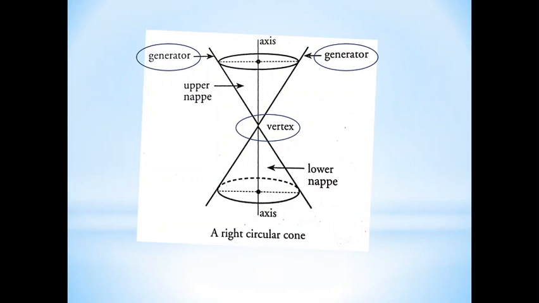A line lying entirely on the cone is referred to as a generator of the cone. So these two lines, they are called the generators of the cone. All generators of a cone pass through the intersection of the two parts called the vertex. So their intersection is called the vertex. So this is the vertex, and this vertical line is called the axis.